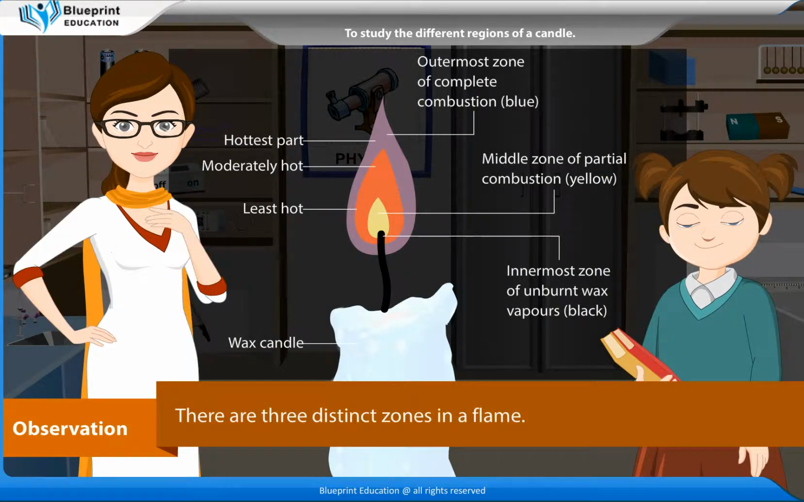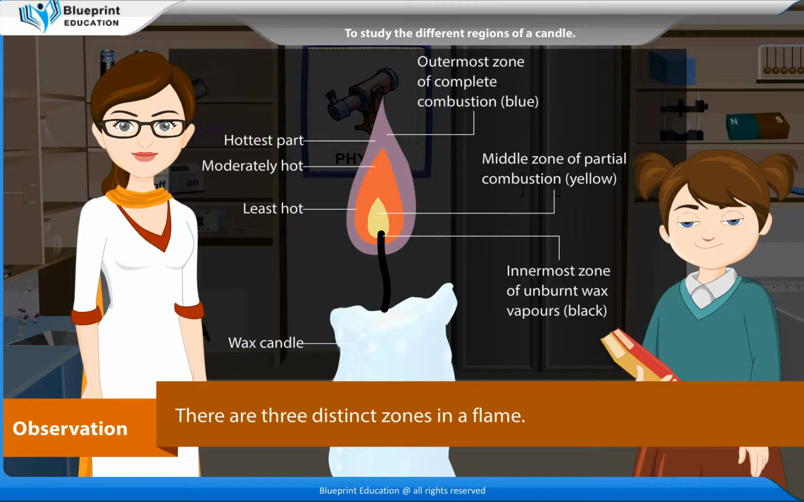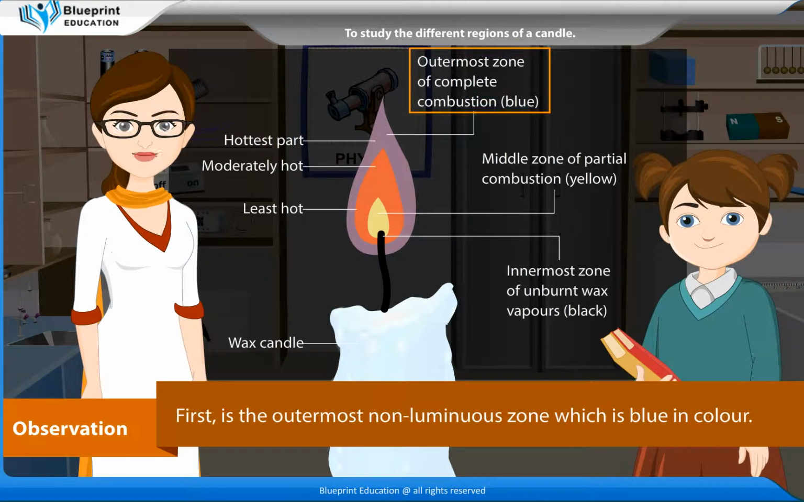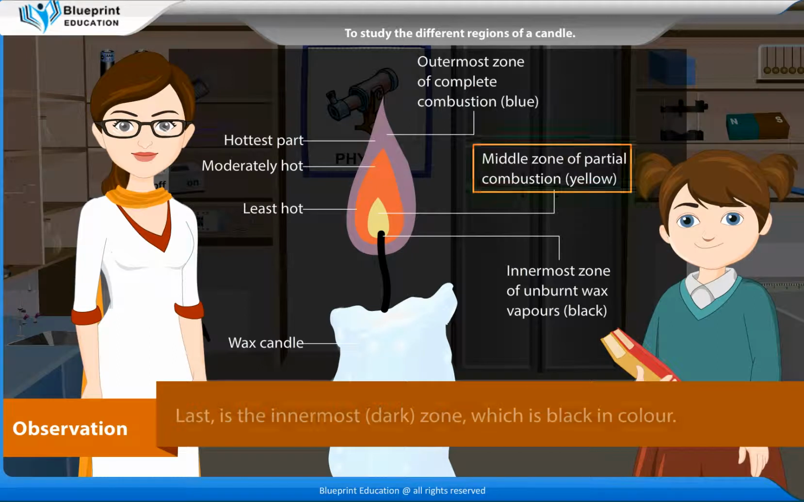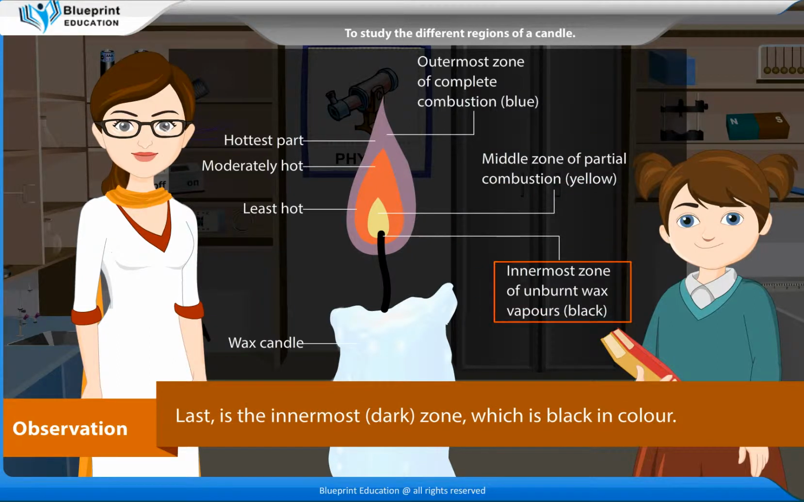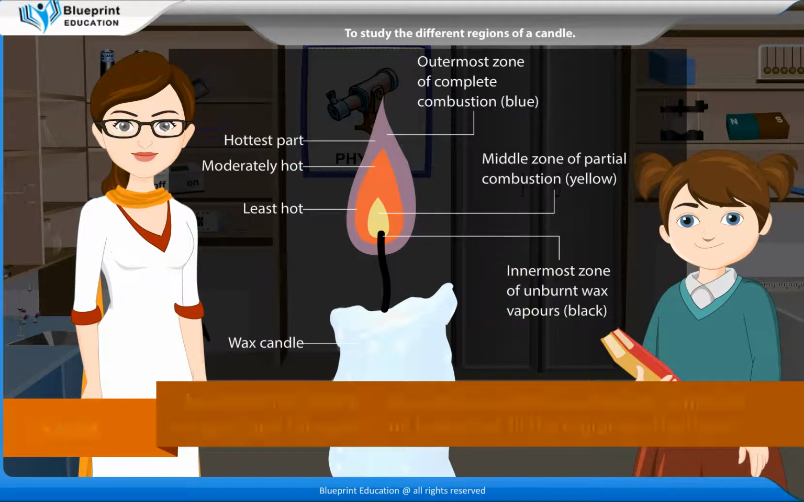Observation: there are 3 distinct zones in a flame. First is the outermost non-luminous zone, which is blue in color. Second is the middle luminous zone, which is yellow in color. Last is the innermost dark zone, which is black in color.